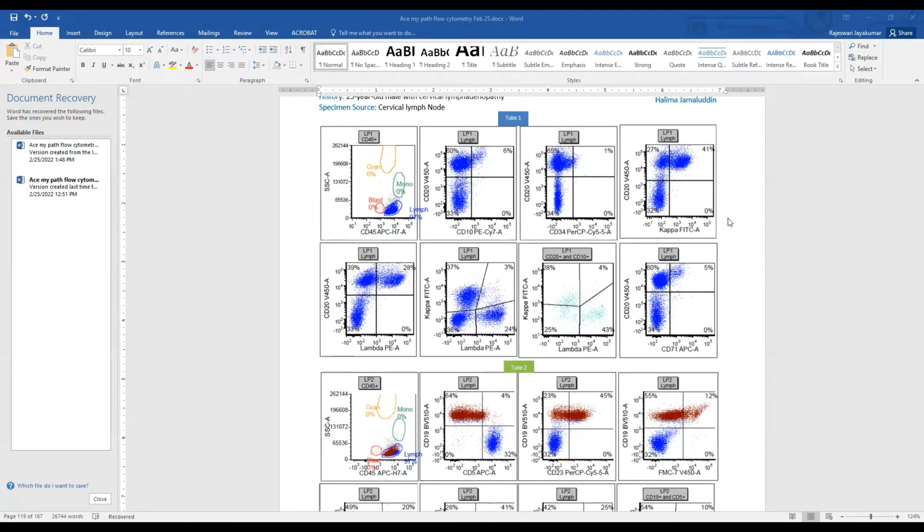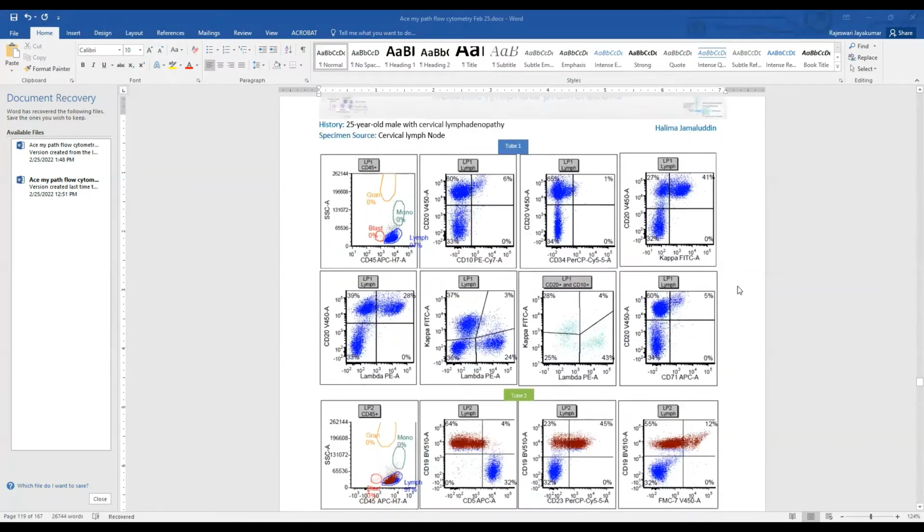So this is a cervical lymph node, and the patient has lymphadenopathy. I just wanted to bring it to your attention that sometimes you can have a reactive lymph node showing exuberant follicular hyperplasia. And when you have that, normally germinal center B cells express CD10, right? When you get a lot of germinal center B cells in your specimen, they can be CD10 positive, and they usually have brighter CD20, and they co-express CD71 and CD38.